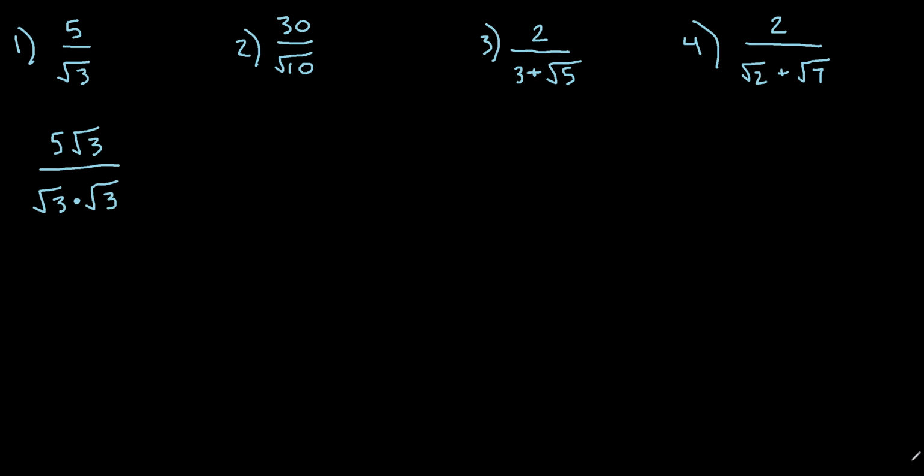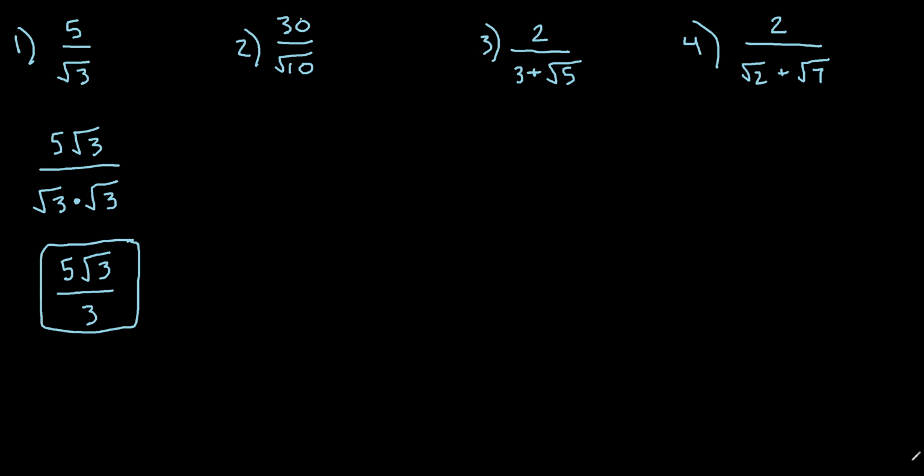So the square root of 3 times the square root of 3 is just 3. So we're left with 5 times the square root of 3 over 3. And that's our final answer. So we have rationalized the denominator. There's no longer a radical in the denominator. Let's take a look at the next example.